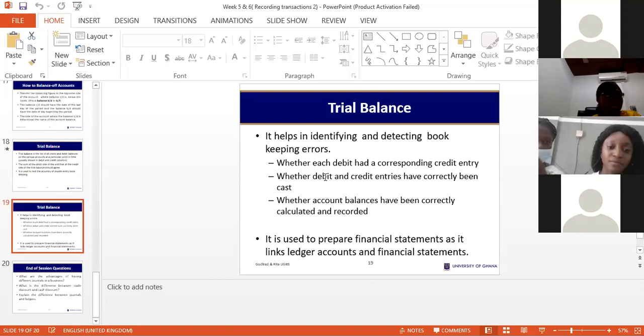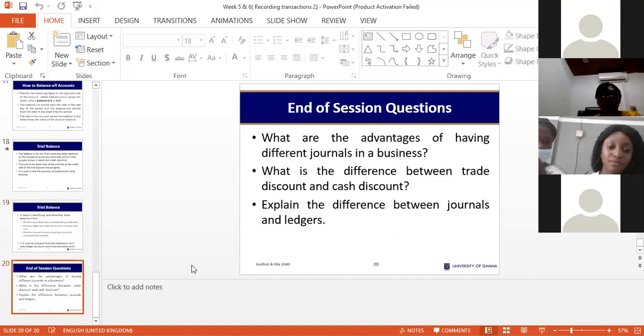And so that brings us to the end of today's lecture. We should be able to know the advantages of having the different journals, and the difference between trade discount and cash discount. I think I've talked about that. I did indicate that trade discount is given for quantity purchased, while cash discount is given for prompt payment. Okay, prompt payment. We should know the difference between the journals and the ledgers.